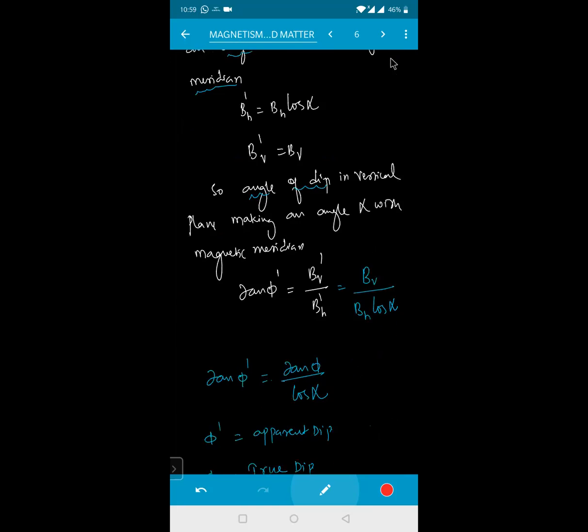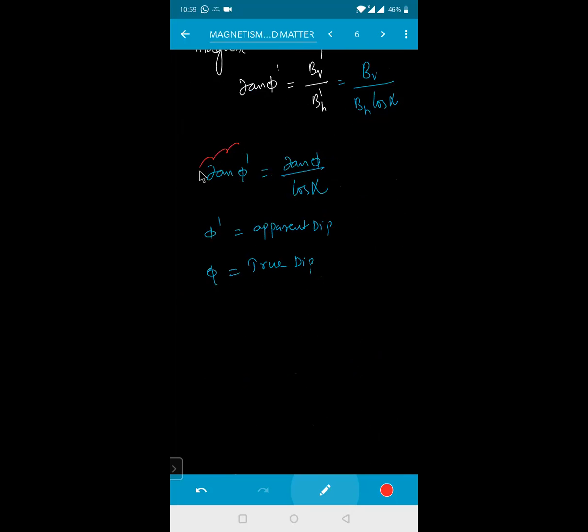This is a very important relation. The relation between true dip and apparent dip is tan phi dash is equal to tan phi divided by cos alpha. That is really very important.